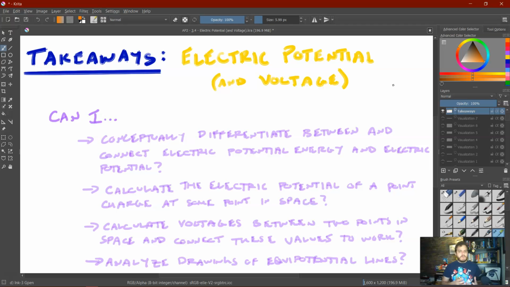Can we calculate the voltages between 2 points in space and then connect that delta V to work by multiplying that voltage by some amount of charge that we're moving? And can we analyze drawings of equipotential lines? We haven't done a whole lot of that yet. We're going to do way more of it in class.